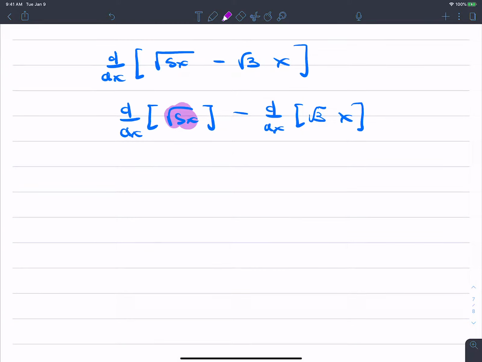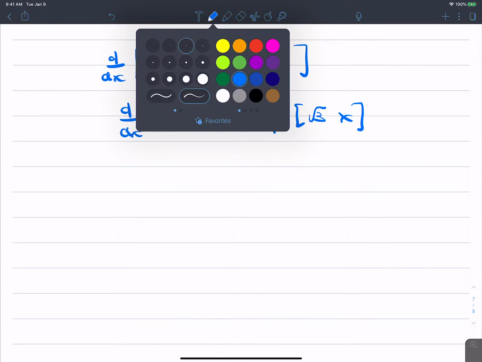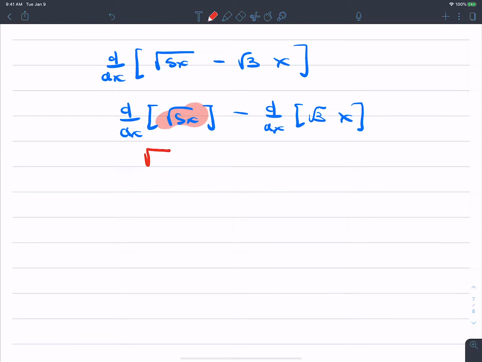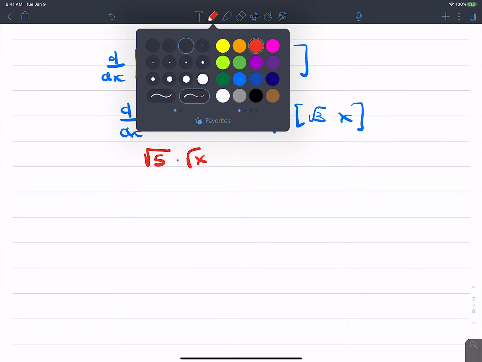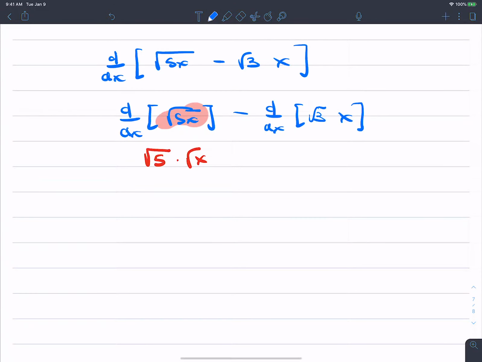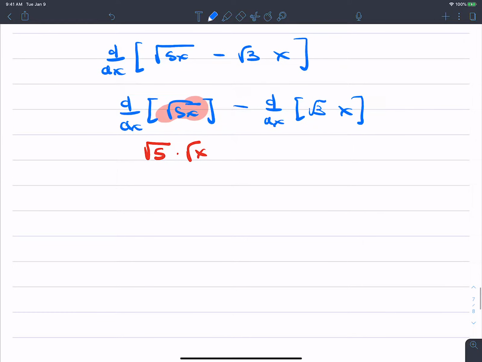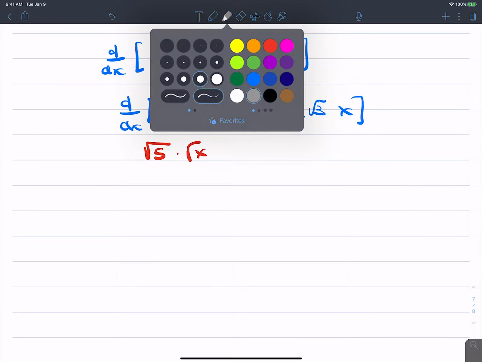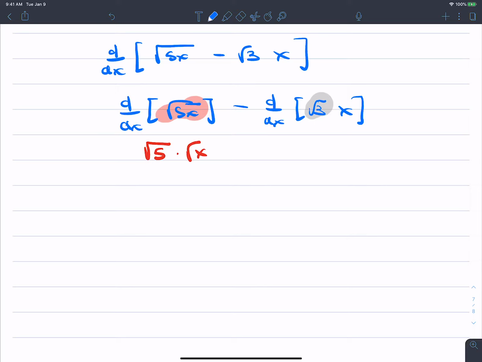The square root of 5x. Now, that's under, I think I want to use red. If you guys remember from intermediate algebra, that's the square root of 5 times the square root of x. Because this radical includes the x. And so that's going to be an important thing. It's different than what you see here. This is a constant times a function.